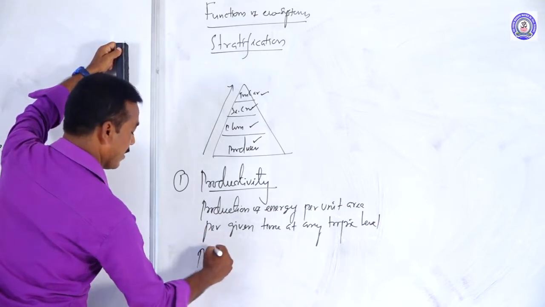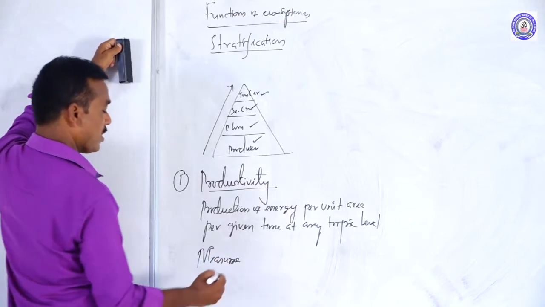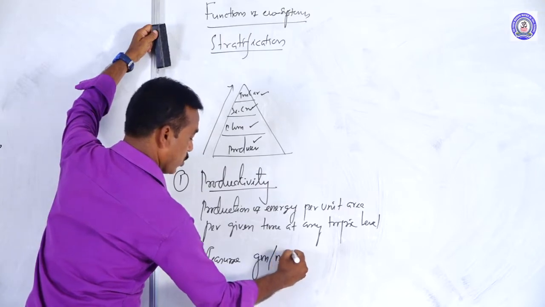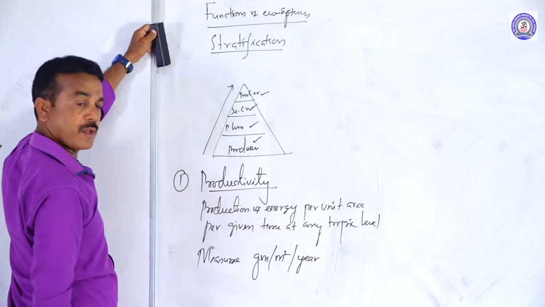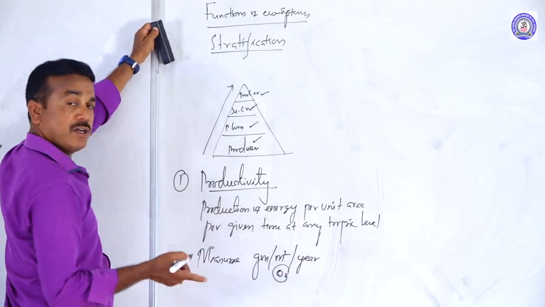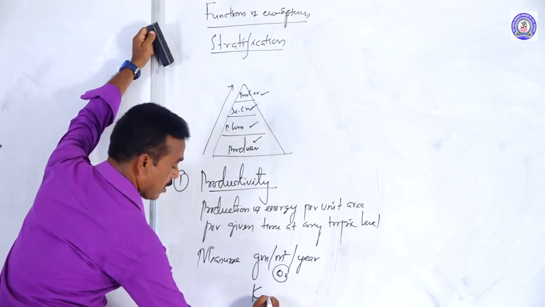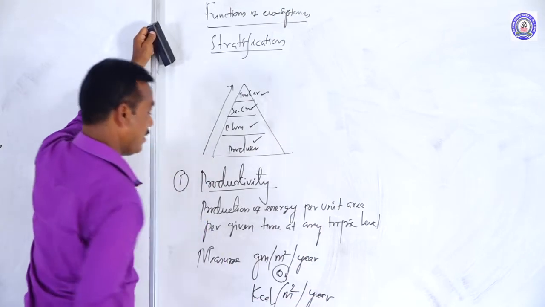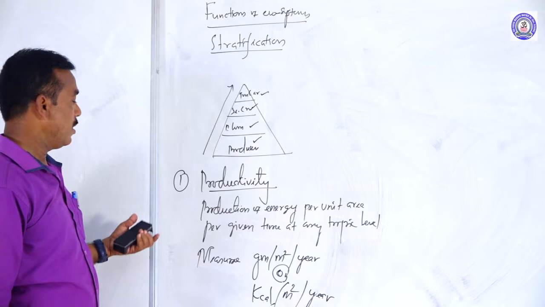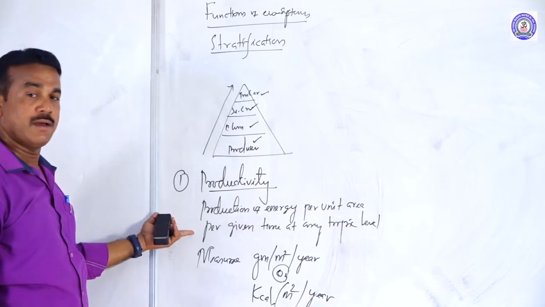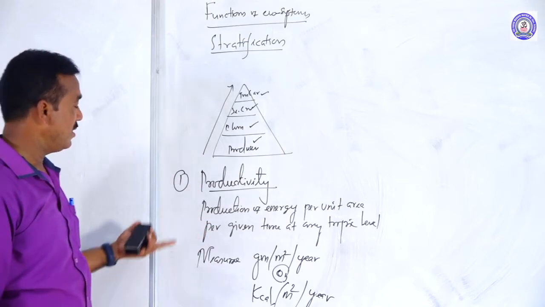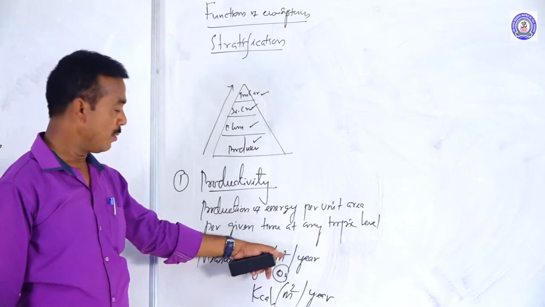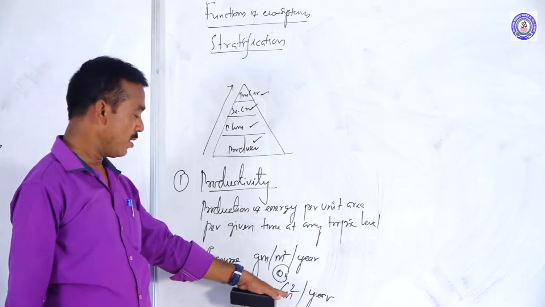Productivity, how can it be measured? Productivity is measured in the form of kilograms per meter square per year, or another term is kilocalories per meter square per year. So production of energy per unit area per given time at any trophic level is commonly called productivity. Productivity can be measured in terms of kilograms per meter square per year or kilocalories per meter square per year.